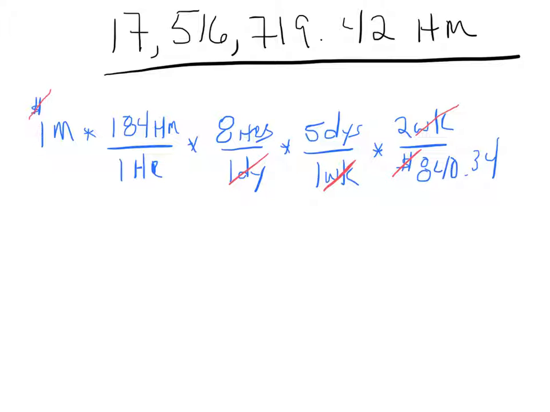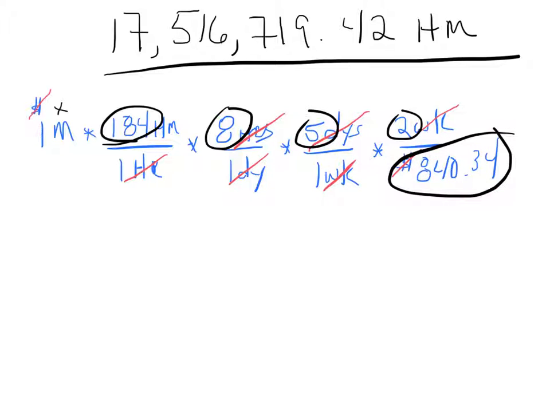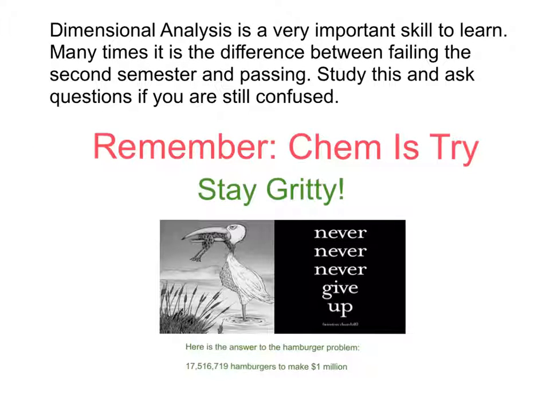number line that you learned in mathematics can be canceled out. Then I go through and do my math, multiply all of these that are up here along the top. 1 times 184 times 8 times 5 times 2. Take that number because everything's divided by 1 here, and divide by this, and you should end up, as we said, 17,516,719.42 hamburgers. Please review this as many times as you need.